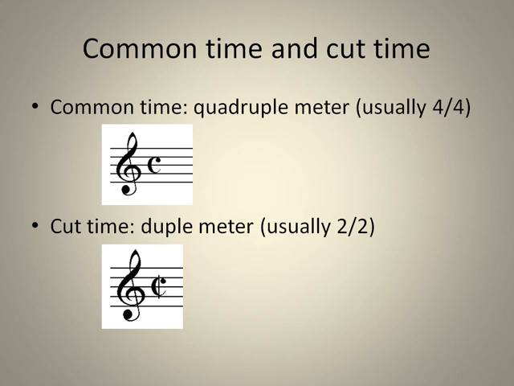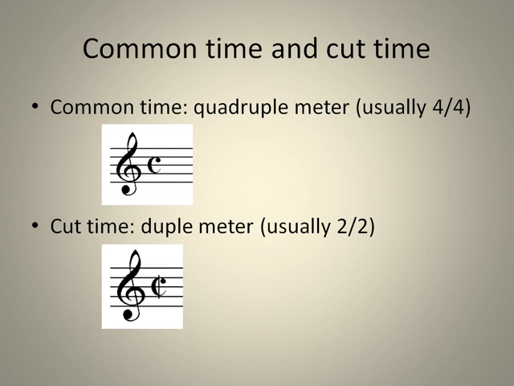Sometimes in place of a numerical time signature, you will see either a C or a C with a vertical line through it. The C stands for common time, and the C with a line through it stands for cut time. Common time is identical to a simple quadruple meter, most often written as 4/4. Cut time is identical to a simple duple meter, most often written 2/2.